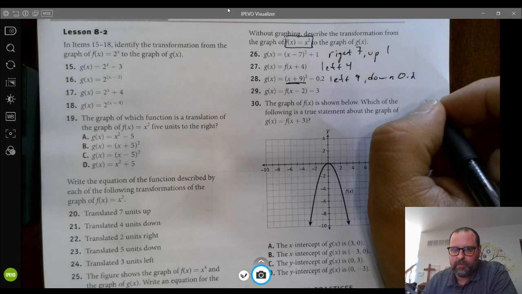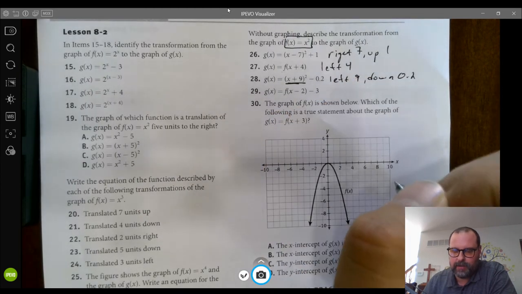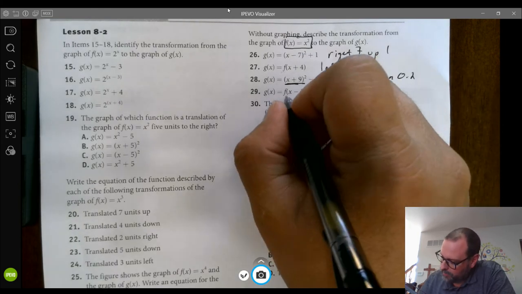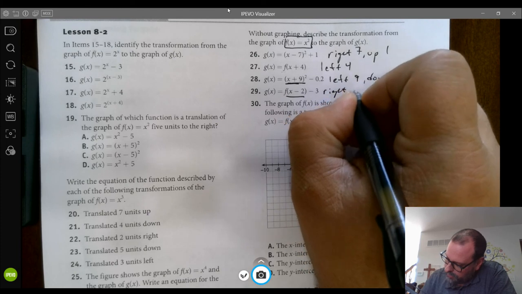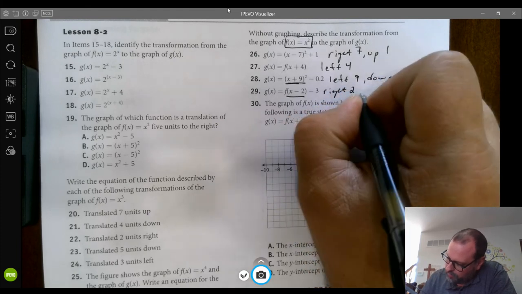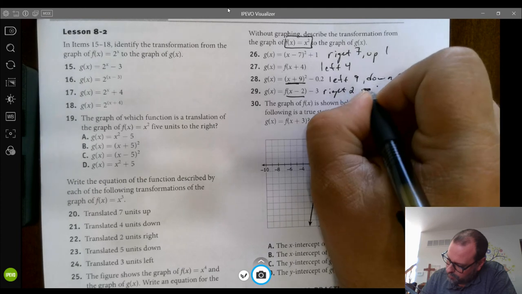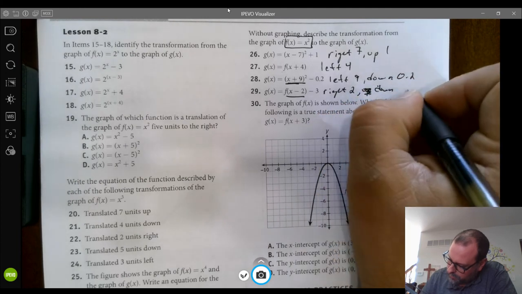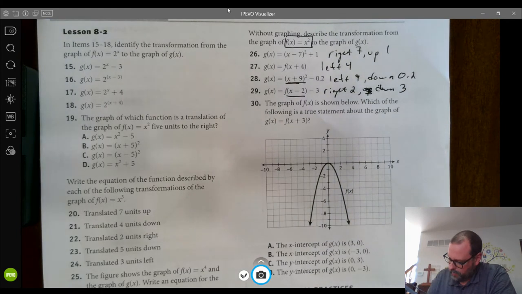And then last one of these, I have x minus 2 squared, or x minus 2, sorry, minus 3. So the in parentheses gives us the opposite. So minus 2 would actually be right 2. And then the minus 3, outside the parentheses, would be, whoops, started writing down, or up, I don't know why, would be down 3. Okay? All right, so that gives you more of that idea with it.